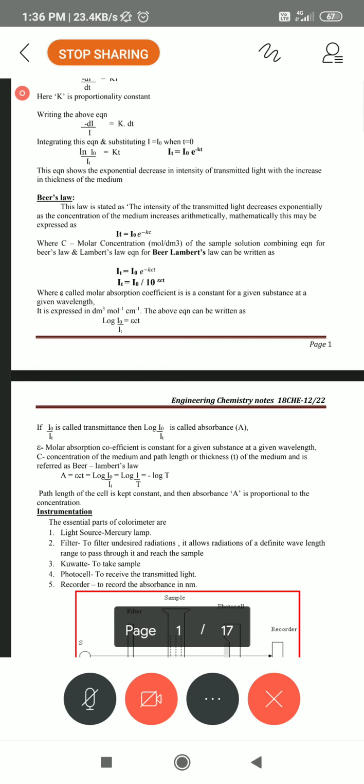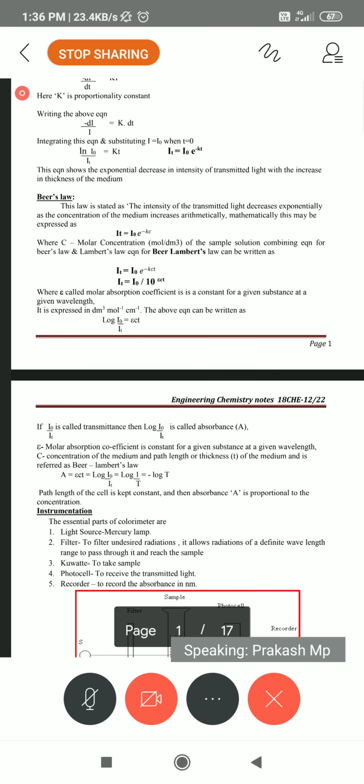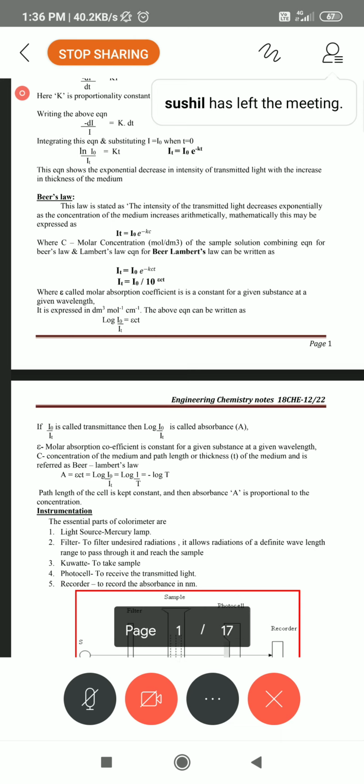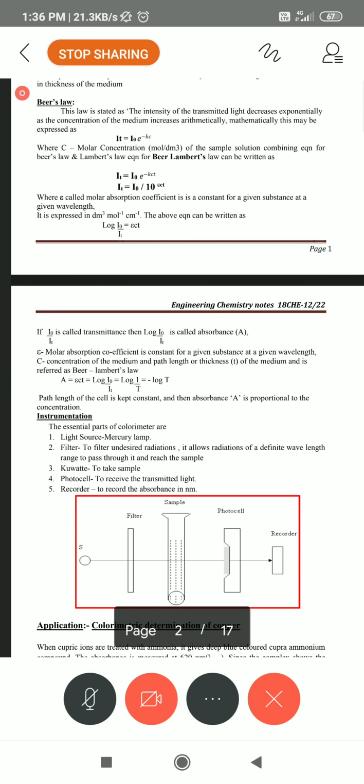In the first, Lambert's law, I is equal to I naught into e to the power of minus kt. Here, it is I equal to I naught into e to the power of minus kc. So both are almost the same, you get minus kt here and minus kc here, and they are multiplied by one another. I naught by I we can call transmittance, and log of I naught by I we can call absorbance.